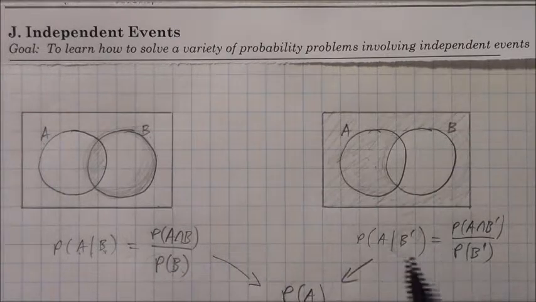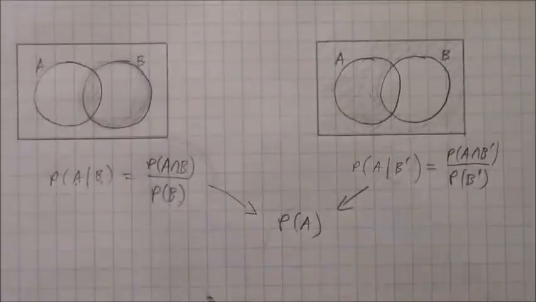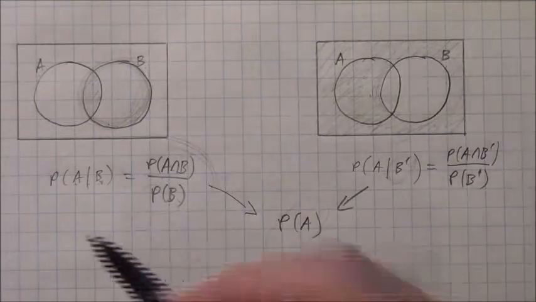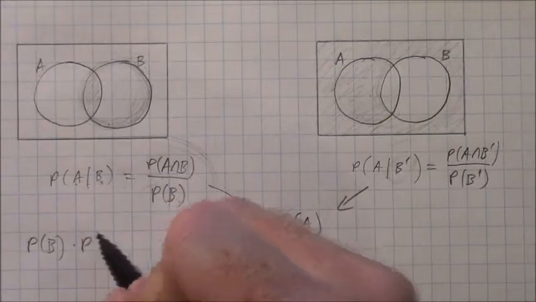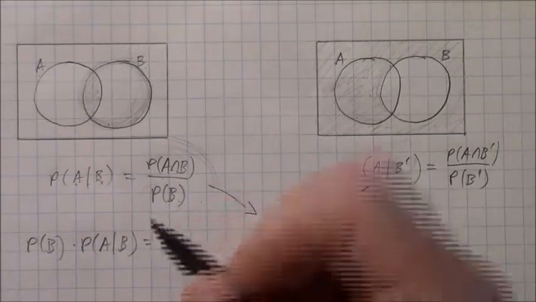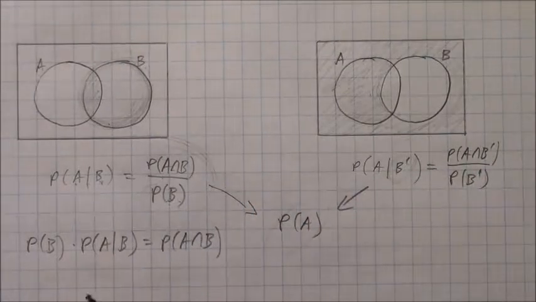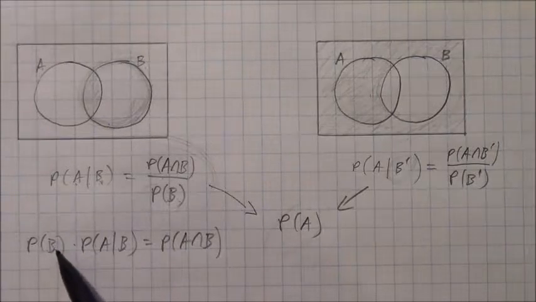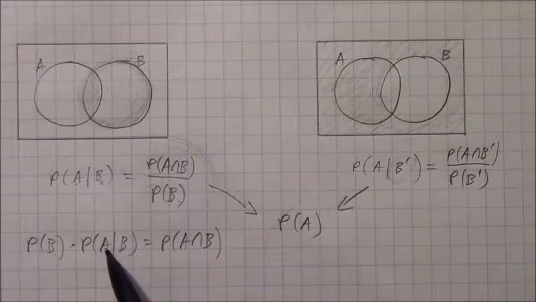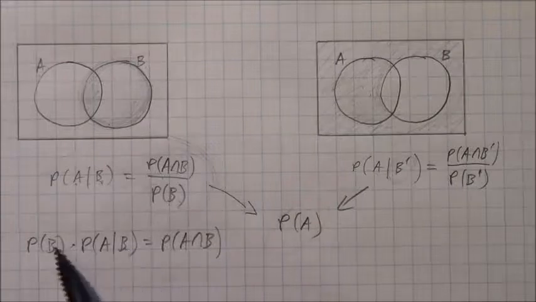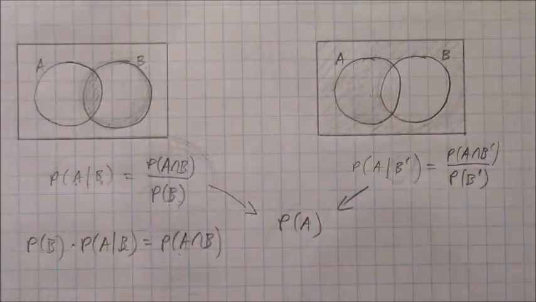So now from these, this is probably what we'll see more often. We can then multiply both sides by the denominator, so the probability of B multiplied by the probability of A given B is equal to the probability of A intersect B. So the probability that B has occurred, multiplied by the probability of A occurring after B has already occurred, which we just derived over there, is going to equal the intersection of the two. Okay?